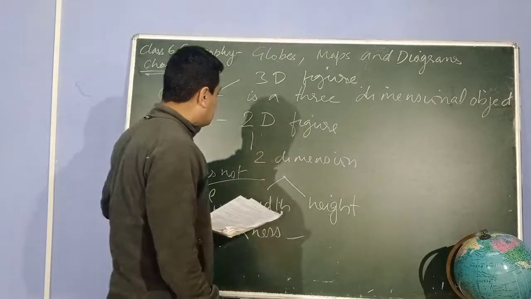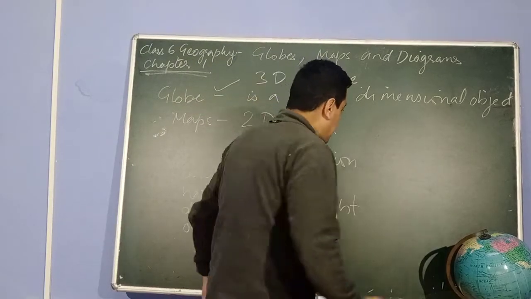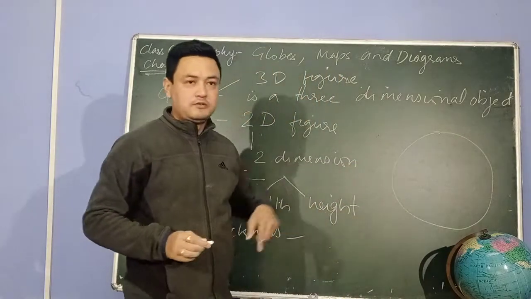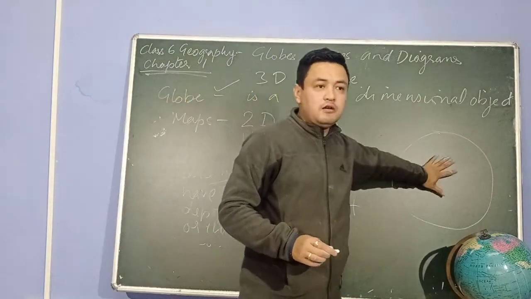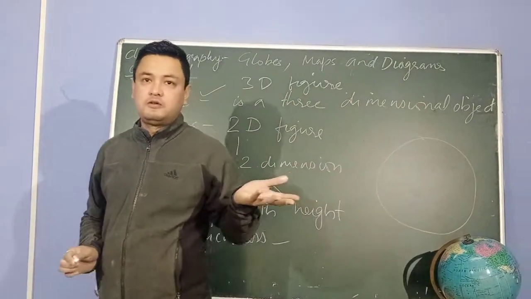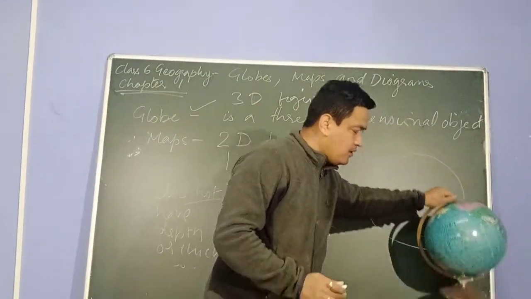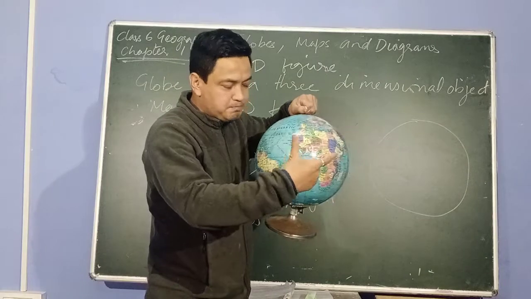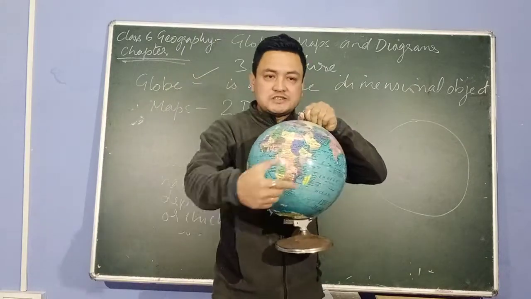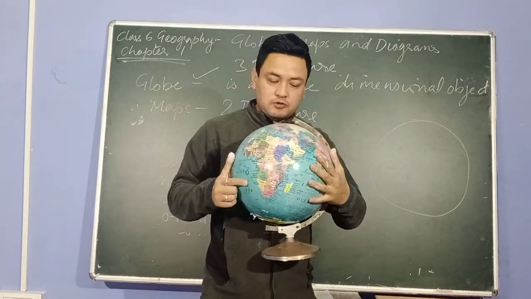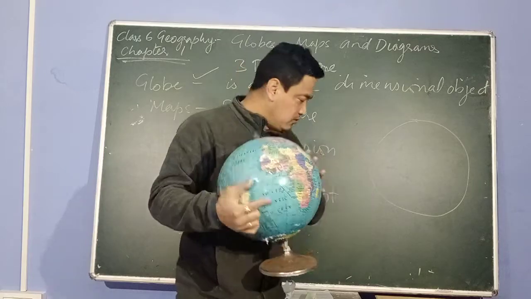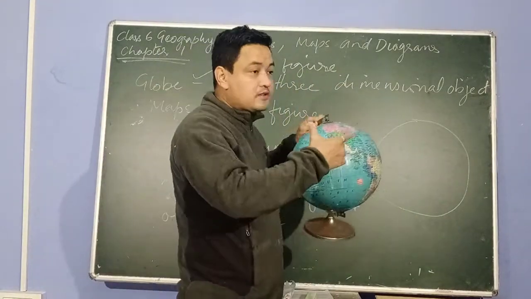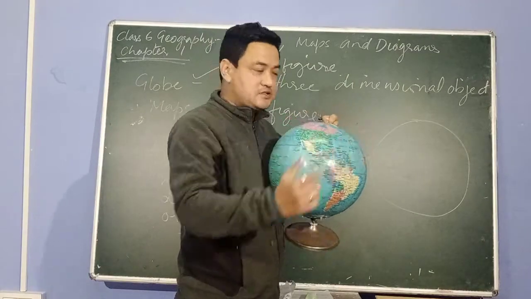Now let's look at the 2D figure only. So I draw a circle here on the background. This is a circle. This is just a figure. But if you look at the globe, this is an object which is bulky, which is heavy also, which has volume also. It has weight also. So you can see it has thickness also.